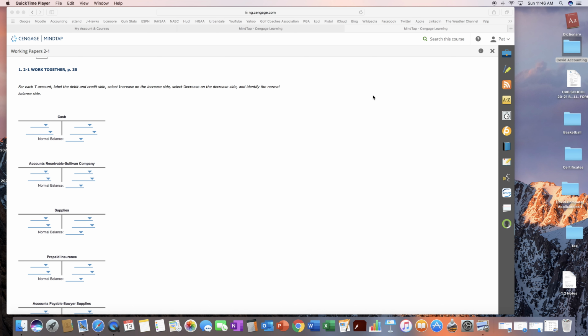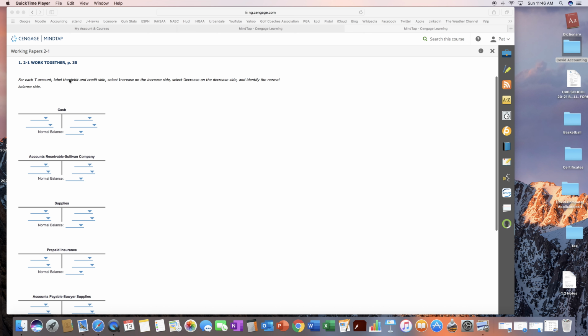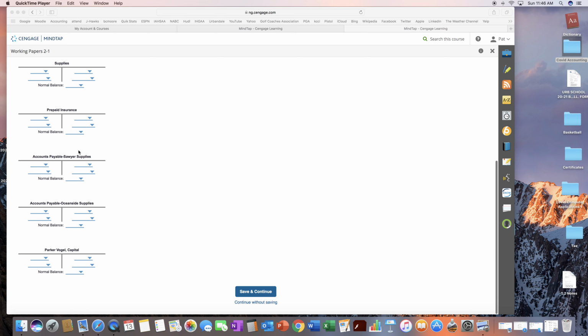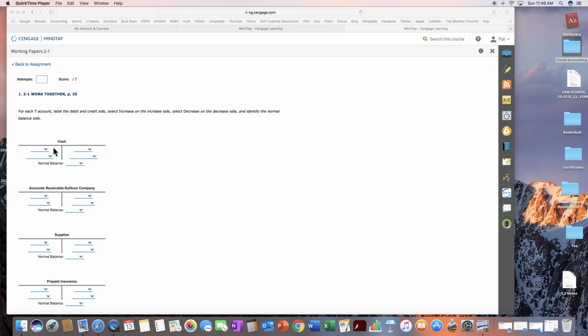All right, so today we're doing 2-1 work together. Through the notes that you have, we are going to do a couple things. We have these accounts on the top of the T accounts, these T charts, so that we can keep things in order and start learning how to increase and decrease, and if an increase means a debit or a credit.